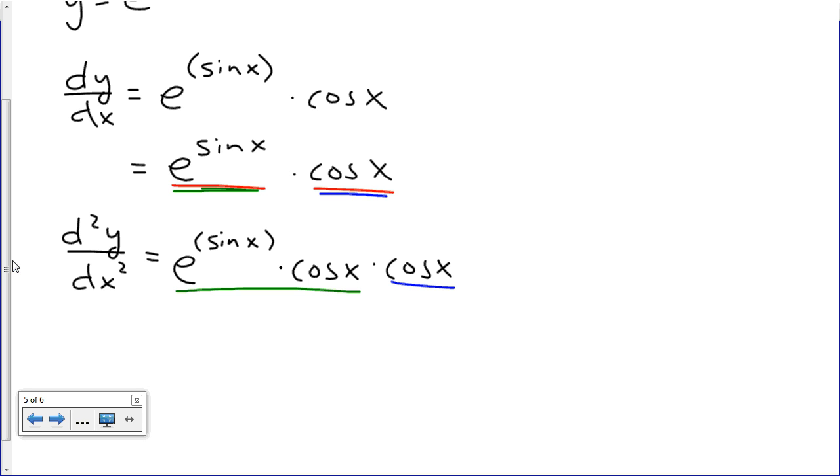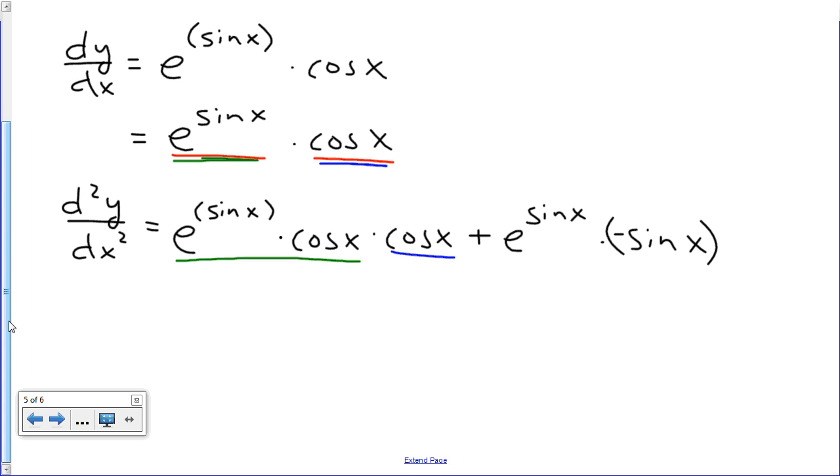We're still not done, though. That's only the derivative of the first function times the second. I then have to add that to the first function, e to the sine x, times the derivative of the second function. Derivative of cosine is a negative sine of x. Put that in parentheses there because it's got the negative sign there. There's our second derivative.